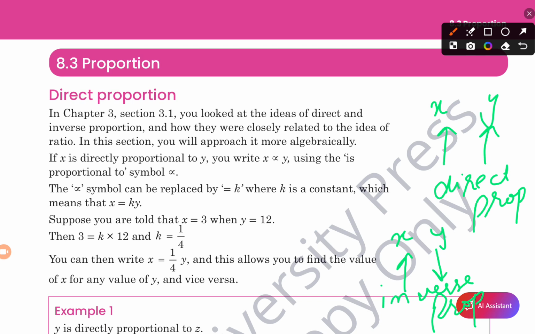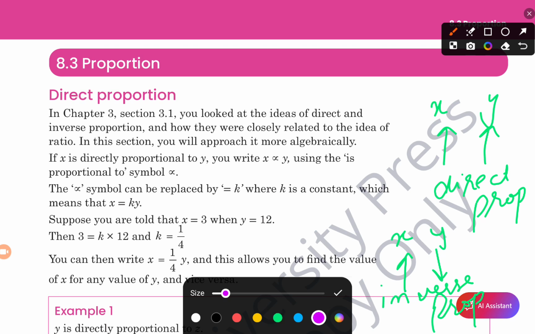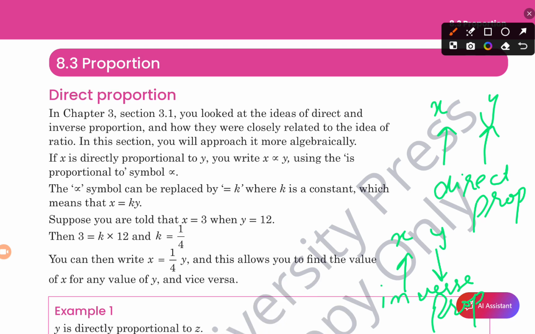For example, for direct variation, I have an example like summer season and ice cream sale. If the summer season increases, the sale of ice cream will also increase. So they both have a direct relationship with each other.